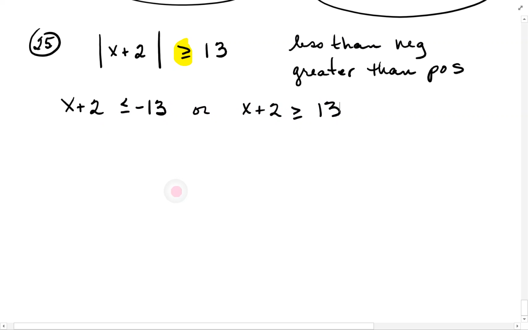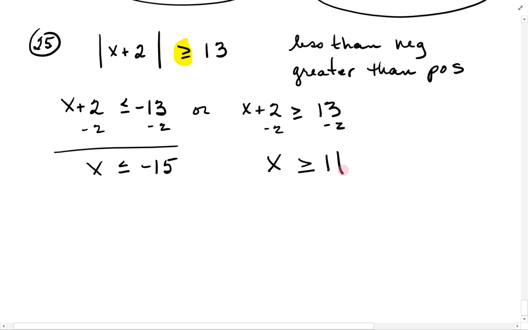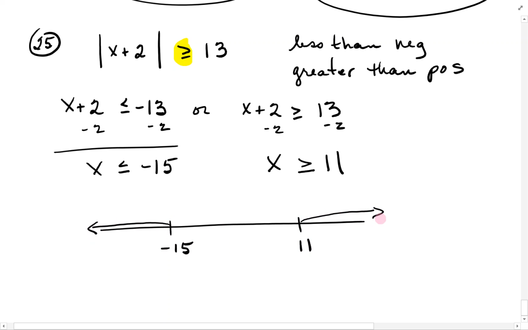Solve each one of these. So subtract 2, x is less than or equal to negative 15, or subtract 2, x is greater than or equal to 11. So I like to think about the number line. It really helps me with the intervals. So negative 15, positive 11, x is either less than that or it's greater than that. It's the extremes. Both of these have equal to, so those are going to be the square brackets.